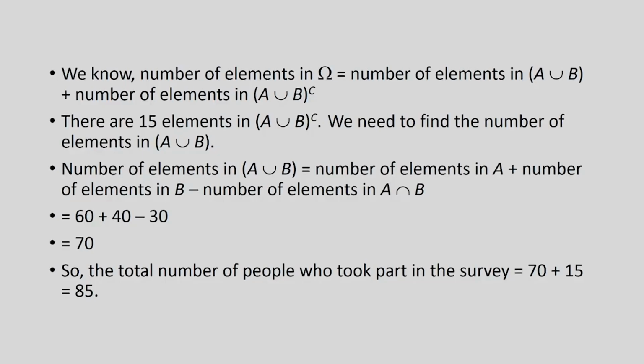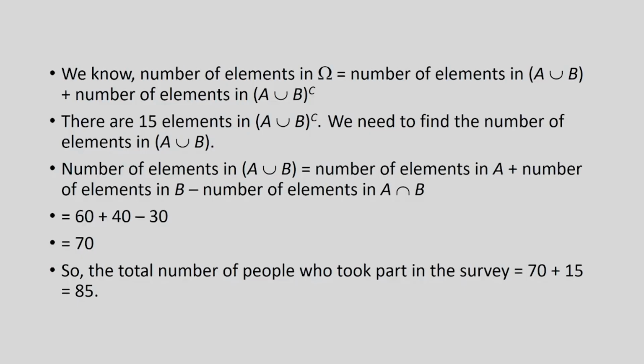Okay. We know the number of elements in gamma is what? The number of elements in A union B plus the number of elements in A union B complement. So, if you take any set which belongs to gamma, that is the universal set, and you take the complement of that set, and if you put them together, right, you get the universal set. So, that is the idea we are using here.